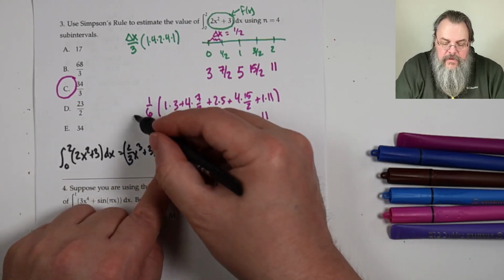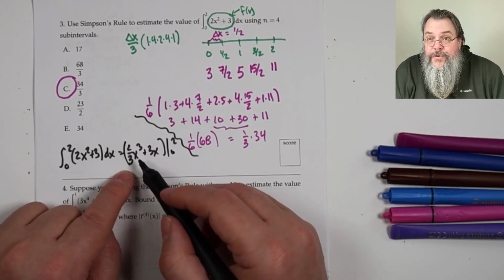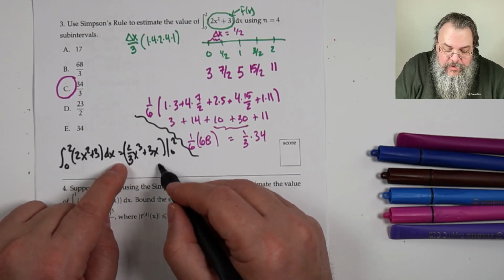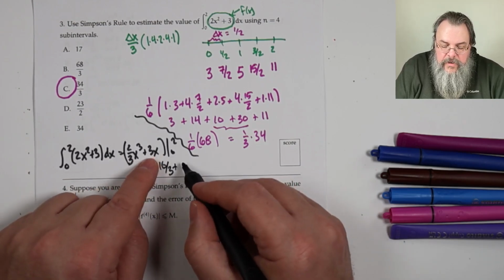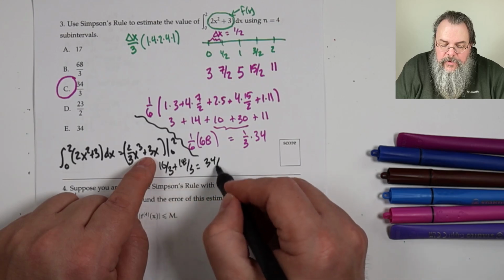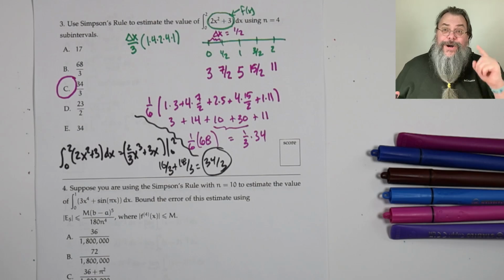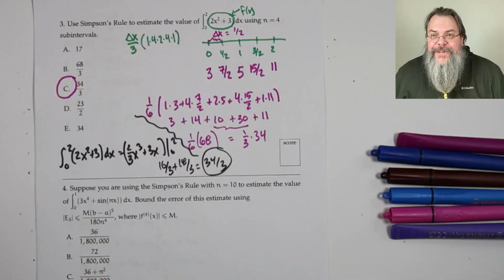Plug in 0, you get 0. Plug in 2. 2/3 times 2 cubed, that's 2 times 8 makes 16/3. And then you have 6. Well, okay, 6 is 18/3. Add those together, you get 34/3. And there's the answer. If you saw that, you are doing awesome. If you didn't see it, well, we still could have done it the other way.